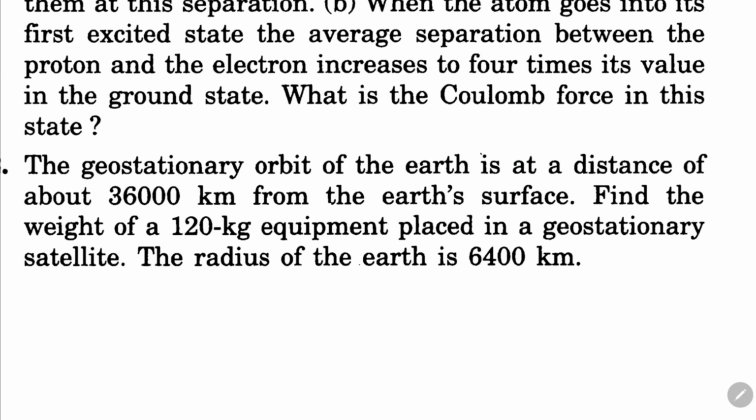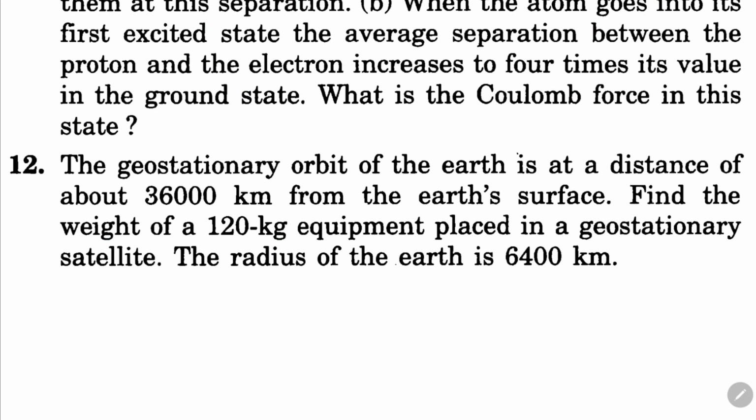In the 12th question, we have a geostationary satellite or geostationary orbit. So what is a geostationary orbit? It is the orbit in which the time period of the satellite is the same as the time period of rotation of Earth. That is, the satellite rotates around the Earth in 24 hours, just like Earth rotates on its axis in 24 hours. So the satellite remains fixed in the sky at a location because it is moving with the Earth. The distance of the geostationary orbit is 36,000 kilometers.